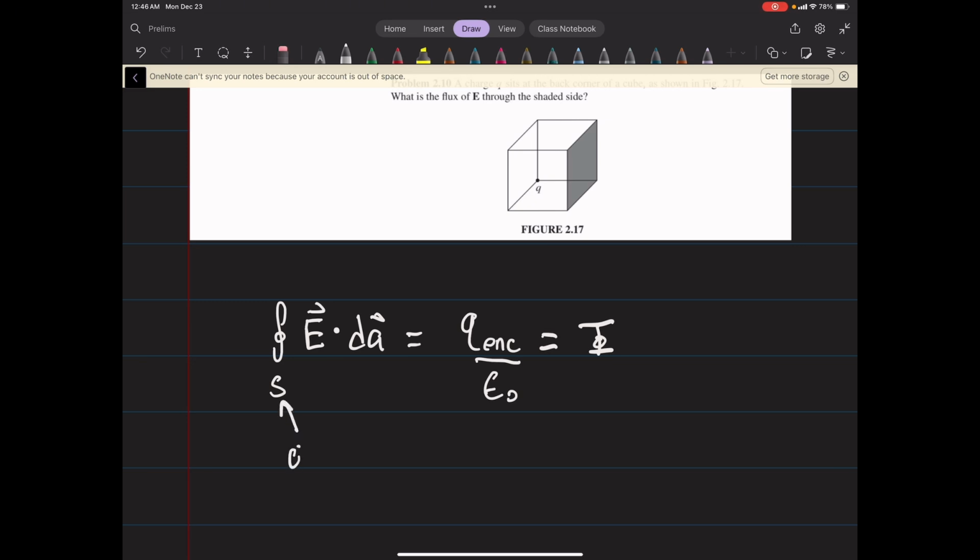This has to be a closed surface, which clearly this isn't, because our charge is on the corner of the cube. It's on the corner, so it's not in a closed surface. But we can imagine a closed surface.